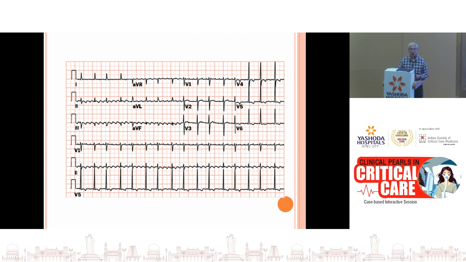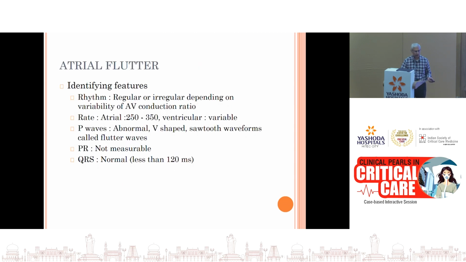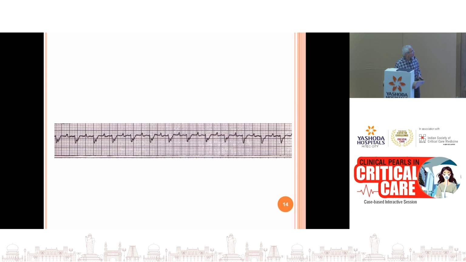This is a more organized rhythm. In atrial fibrillation, there is no organized atrial activity. In atrial flutter, there is organized atrial activity. So this is called atrial flutter, and these are the identifying features of atrial flutter.